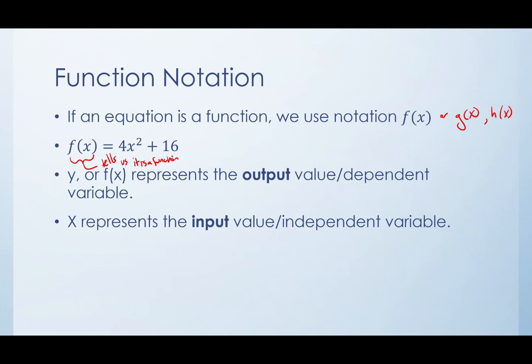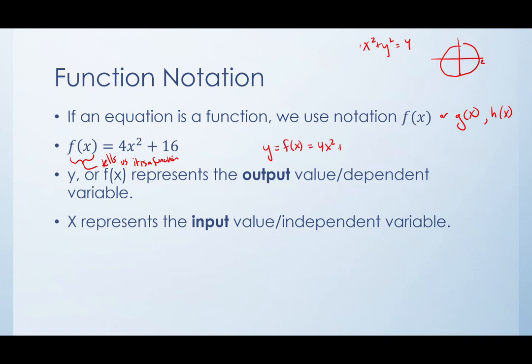So y and f of x, they're interchangeable. It's just, y is easier to write than f of x, but f of x is more specific. We could write x squared plus y squared equals 4. That's going to represent a circle with radius 2, right? And we could solve that for y, but by writing it as f of x equals whatever, that tells us it's a function.